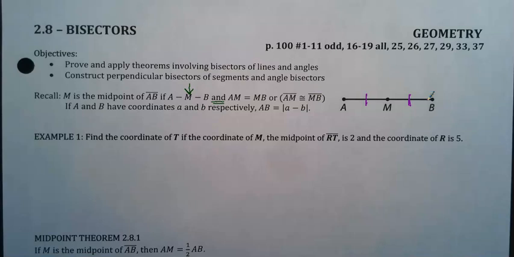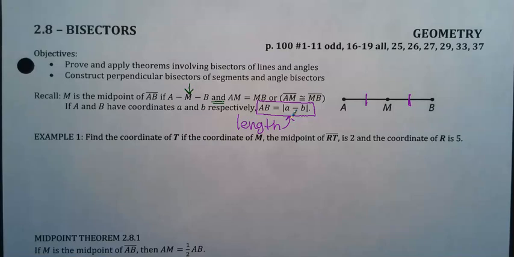So if A and B have coordinates A and B respectively, AB is equal to the absolute value of A minus B. Okay, so this is the formula to find the length. Notice we're recalling this. I have no idea what I started to write there with a D. So this is the length formula, of how you can find length. So we're going to apply that here in example 1.